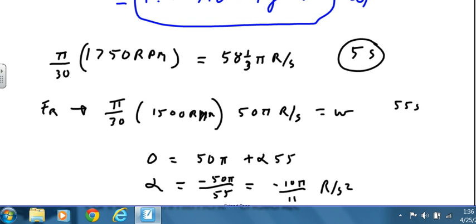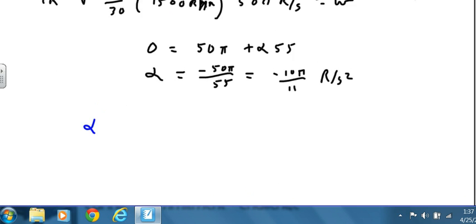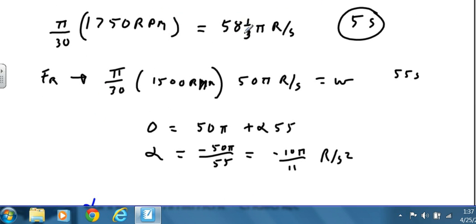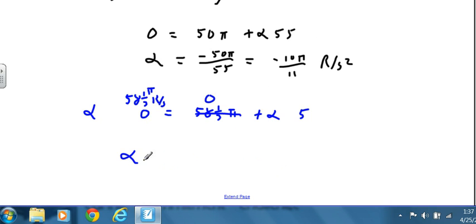All right, so now we come back up to this first issue, and the first issue is, what is the alpha that I need to go from 0 to 58 and a third in 5 seconds. All right, so if I have 0 is equal to 58 and a third pi plus alpha 5, except it's going to be the other way around. This is 0 and this is 58 and a third pi radians per second. So my alpha that I need is going to be 58 and a third divided by 5.